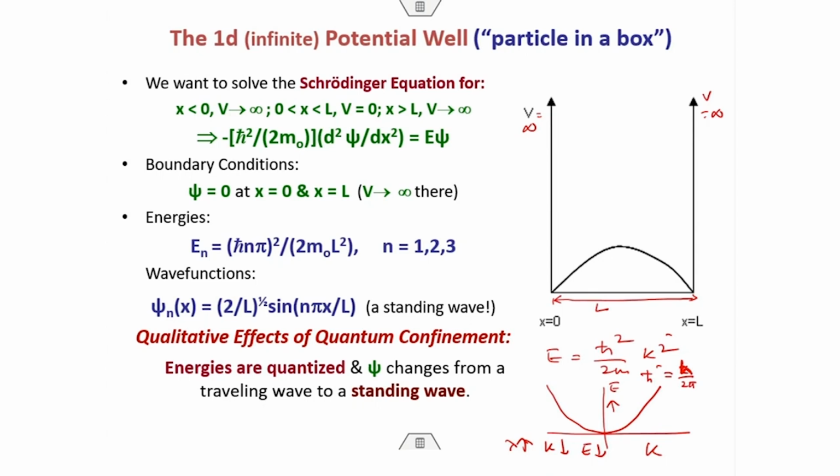So, between x equal to 0 and L, the potential V is 0, correct. For x more than L, the potential is very high, and for x less than or equal to 0, the potential is also very high. So, we can write down this equation in this format, as you have seen here: minus h cross square by 2m into d square psi by dx square, in one dimension, is equal to E psi, right.